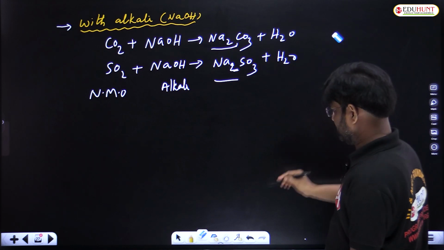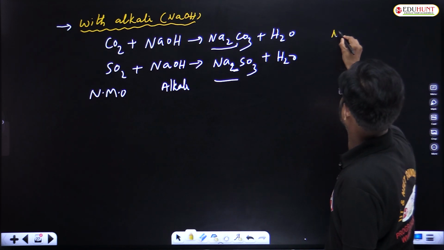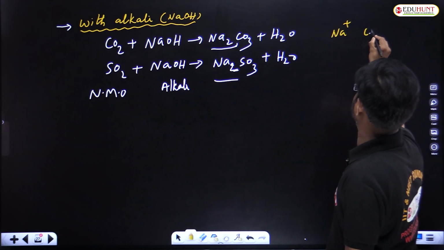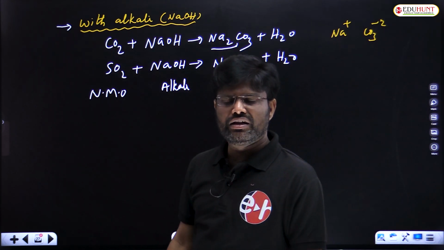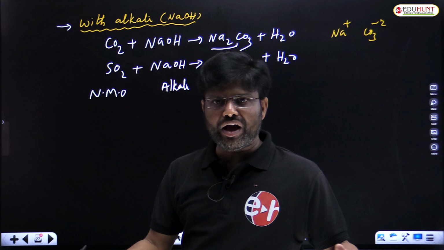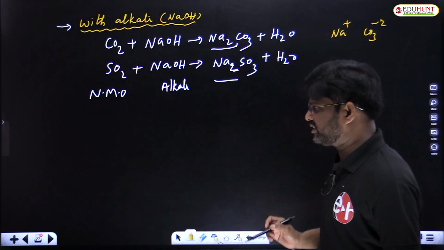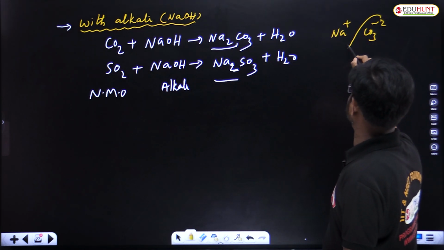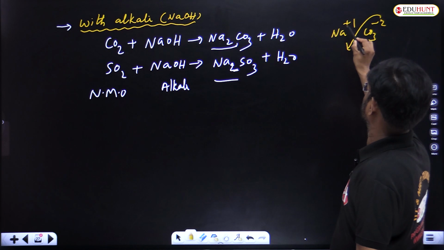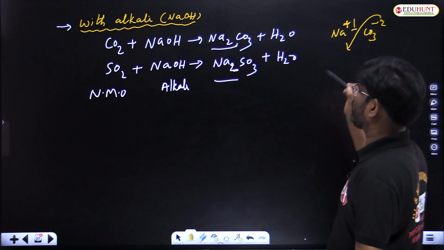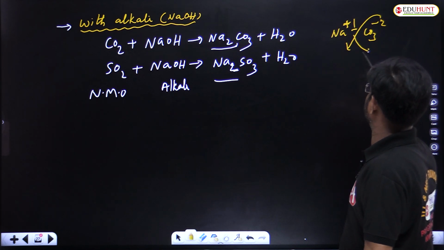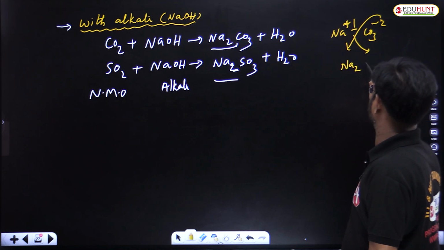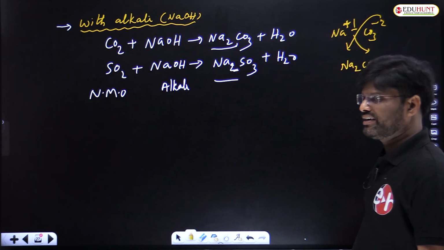Here sodium charge is plus 1 and carbonate charge is minus 2. So how to write this formula? Na2CO3. How have we written this formula? Crisscross method. Here, interchange the values. Here plus 1, the value is 1. Here minus 2, the value is 2. So interchange these values, then you will get the formula of sodium carbonate.